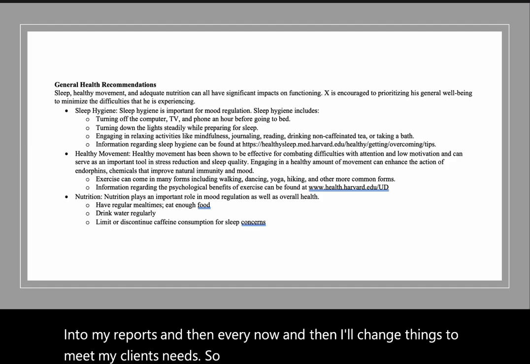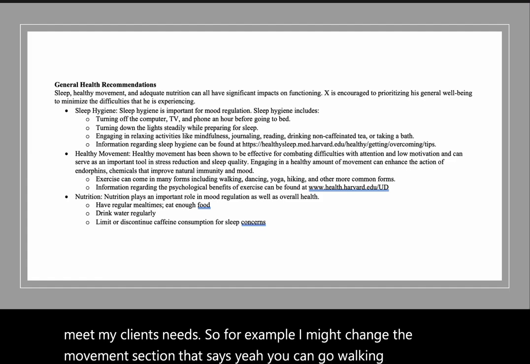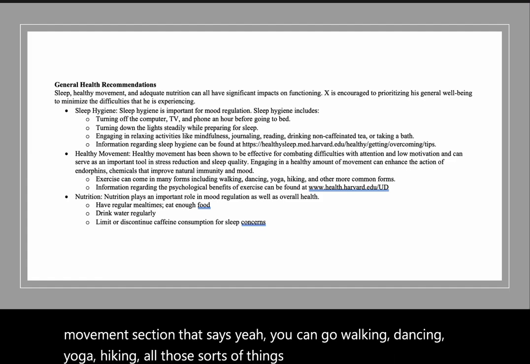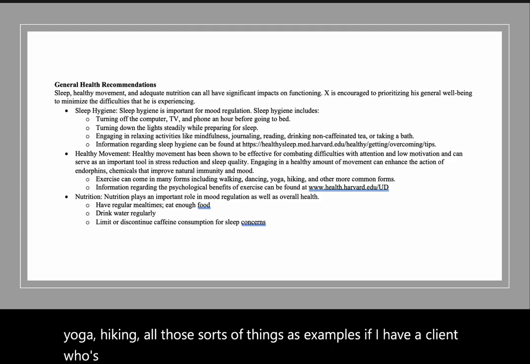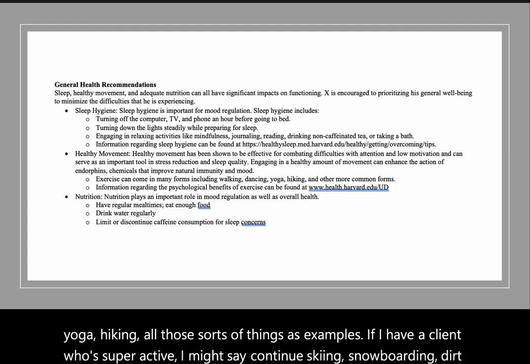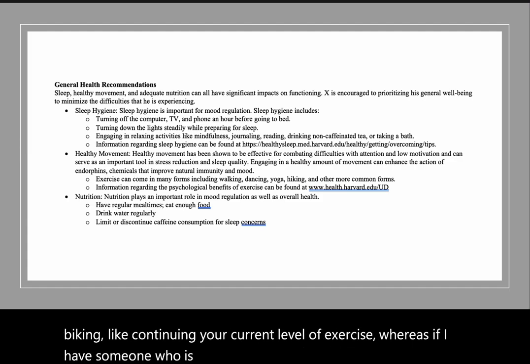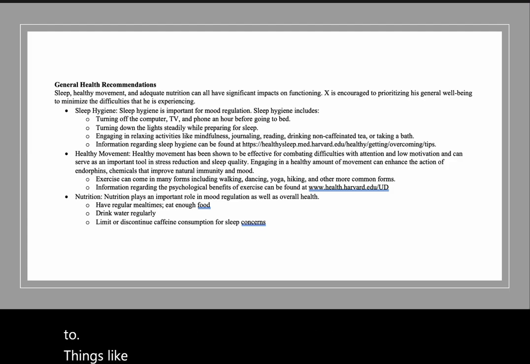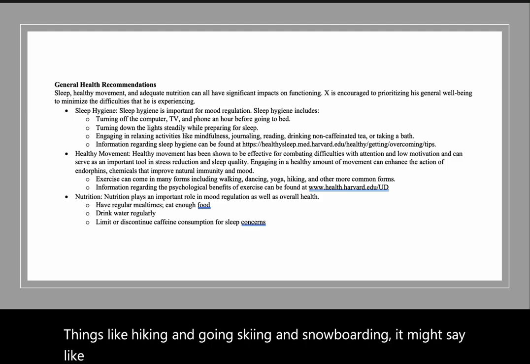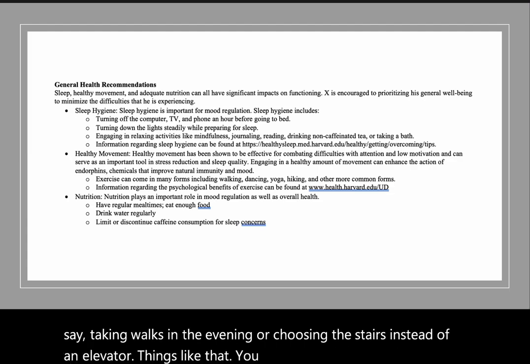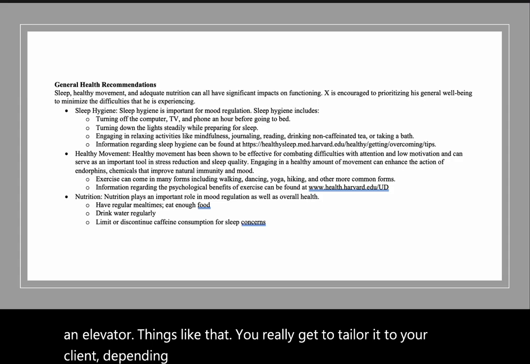So for example, I might change the movement section that says, oh yeah, you can go walking, dancing, yoga, hiking, all those sorts of things as examples. If I have a client who's super active, I might say, continue skiing, snowboarding, dirt biking, like continuing your current level of exercise. Whereas if I have someone who is completely new to exercising, I don't want to put things like hiking and going skiing and snowboarding. It might say like taking walks in the evening or choosing the stairs instead of an elevator, things like that. You really get to tailor it to your client depending on what you know about them.